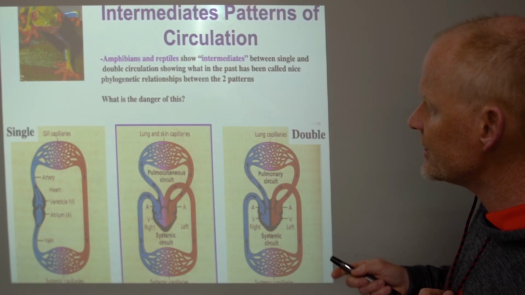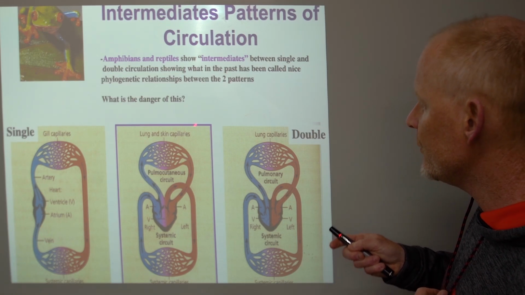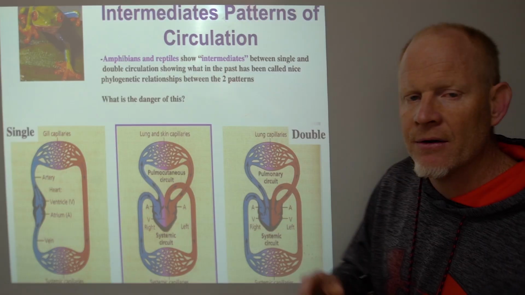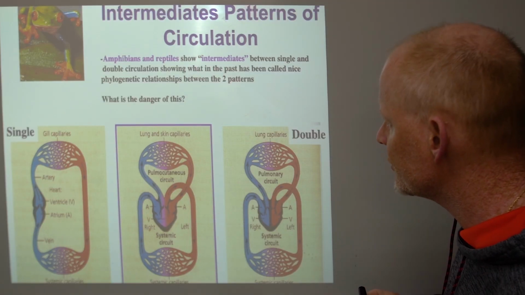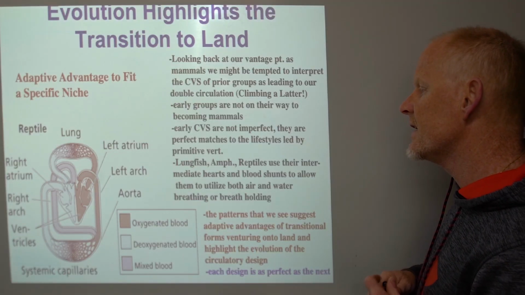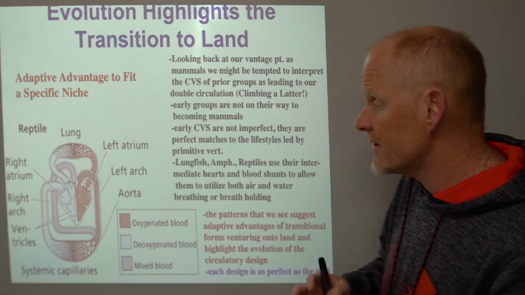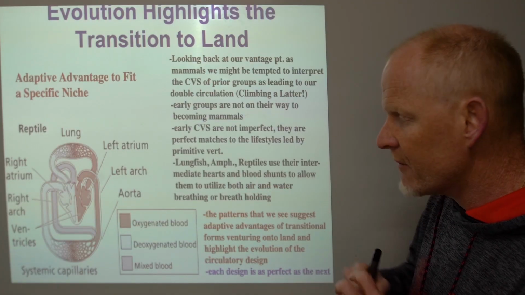Again, we talked about the danger of saying these intermediates evolved the double circulatory pattern, right? There's a step-like effect as far as evolution goes. We've got to be careful of that because each of these trajectories has evolved independently from one another for millions of years, and they fit the niche perfectly.